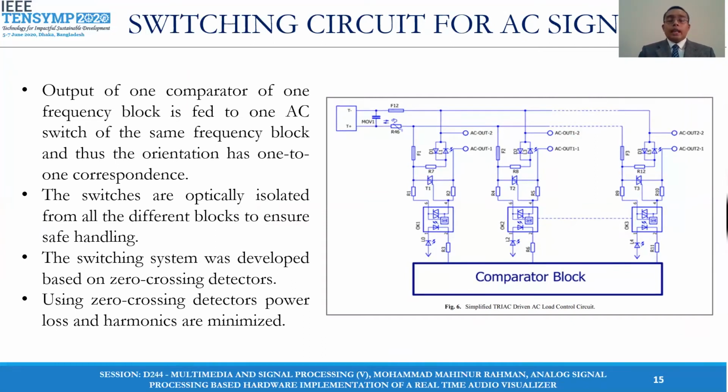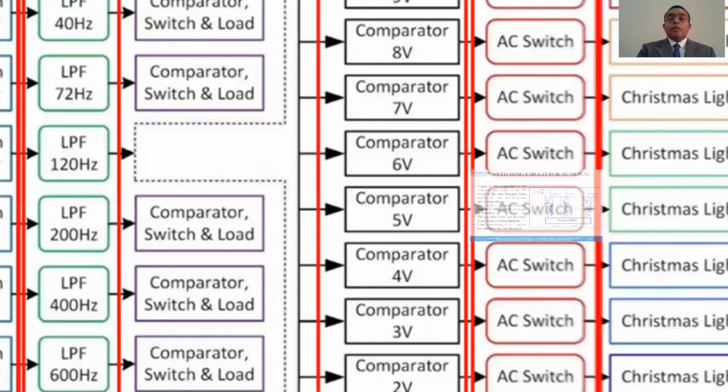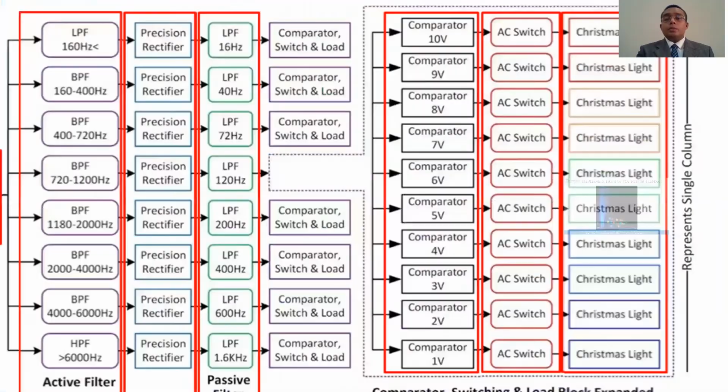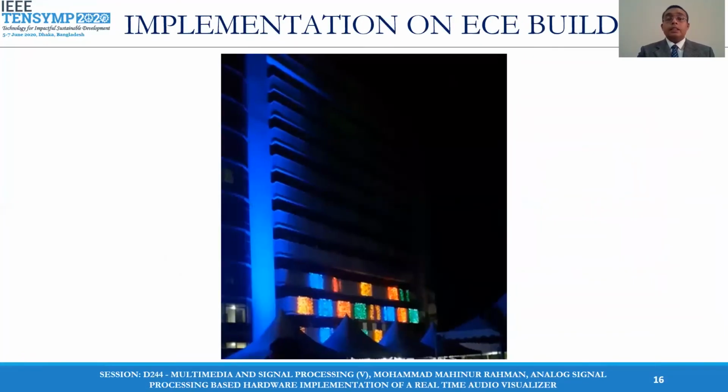In the AC switching block we have implemented zero crossing detectors to minimize power loss and harmonics, and also optical isolation was ensured for safe handling. And thus from this AC switching block, finally all the signals moved into the Christmas light implementation, that is the whole implementation on the EC building. So here's a small video to help you visualize it better.